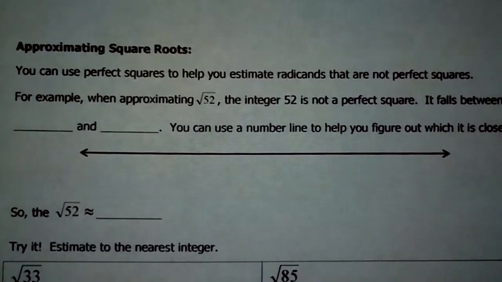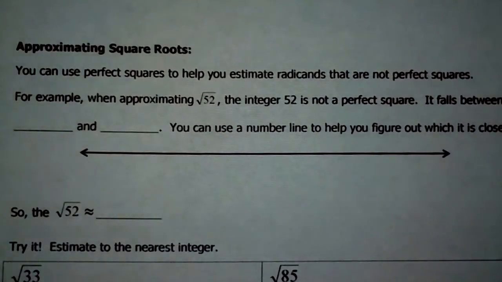And today we get to talk about how to approximate square roots. If you think about the word approximate, it means it's not exact. It's pretty darn close, but it's not exact. You can use perfect squares to help you estimate radicands. Remember, that's the number underneath the radical, that are not perfect squares.